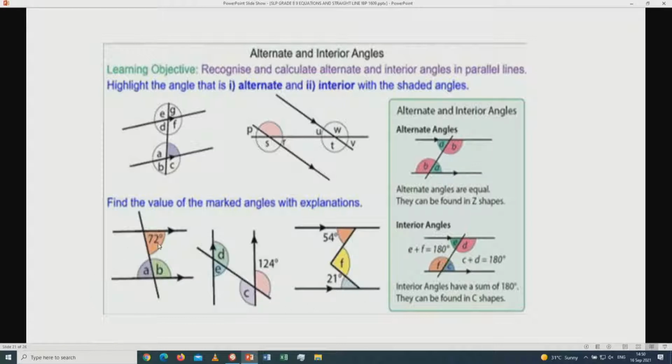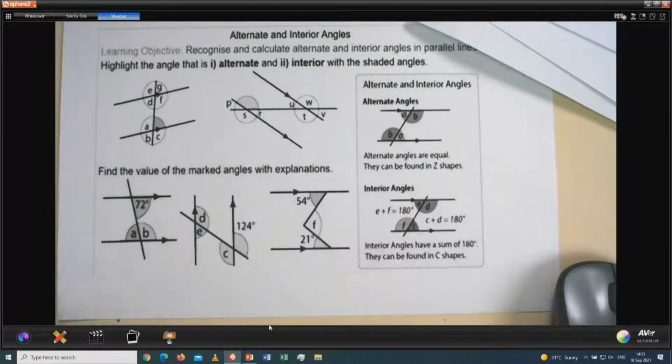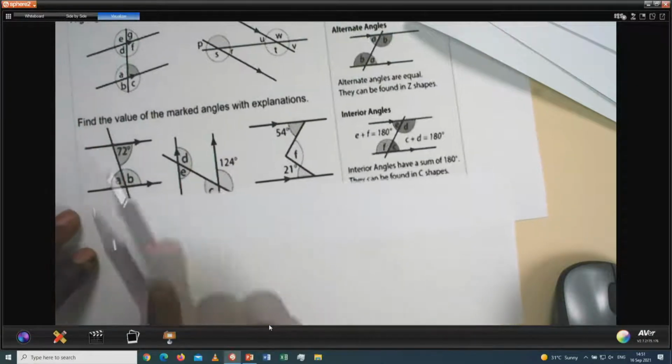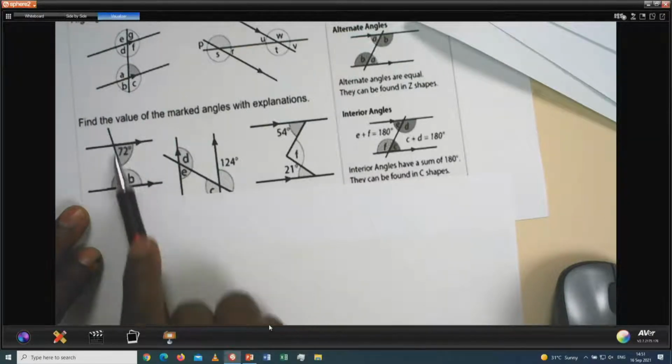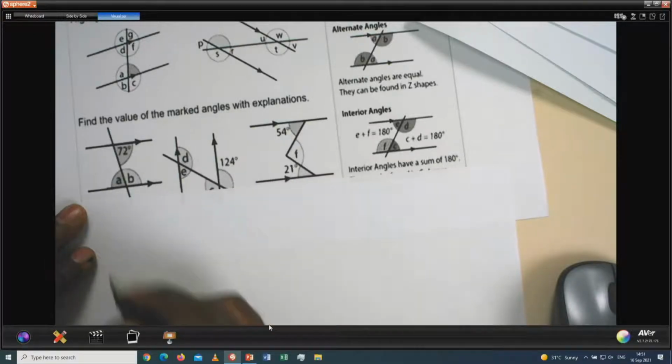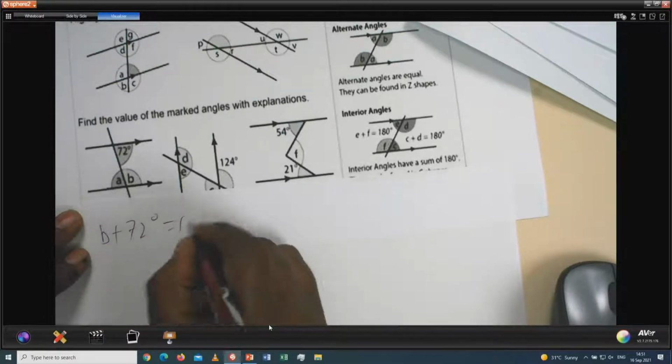Now let's see your equations again. Your equations are back again. Therefore, we have done more than enough on your equations. You must be comfortable now. Very comfortable. Again, the relationship. What is the relationship here? Angle B and 72, they are within the parallel lines on the same side of a transverse. Therefore, we say, okay, B plus 72 degrees equals 180 degrees.